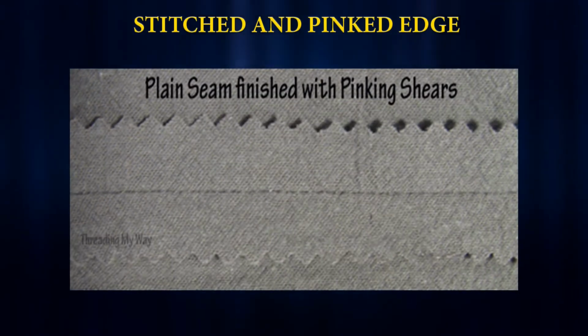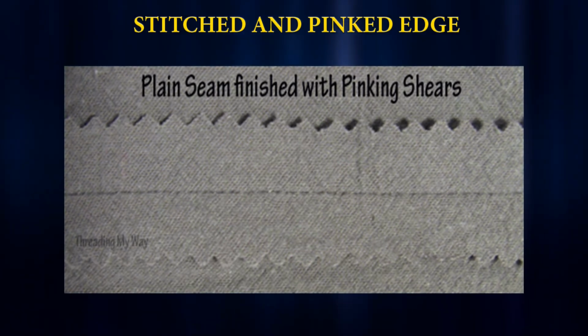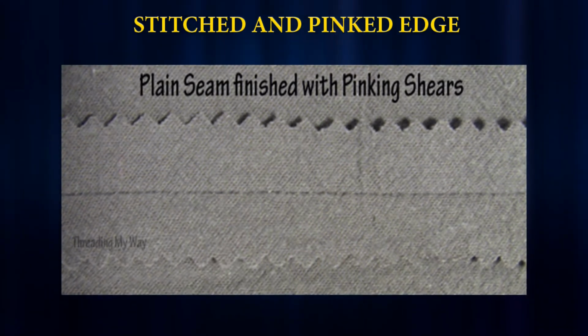So this process, stitched and pinked edges, we generally use for thick or woven fabric which does not fray very easily. This is how pinking shear or pinked and stitched fabric finishing looks like.